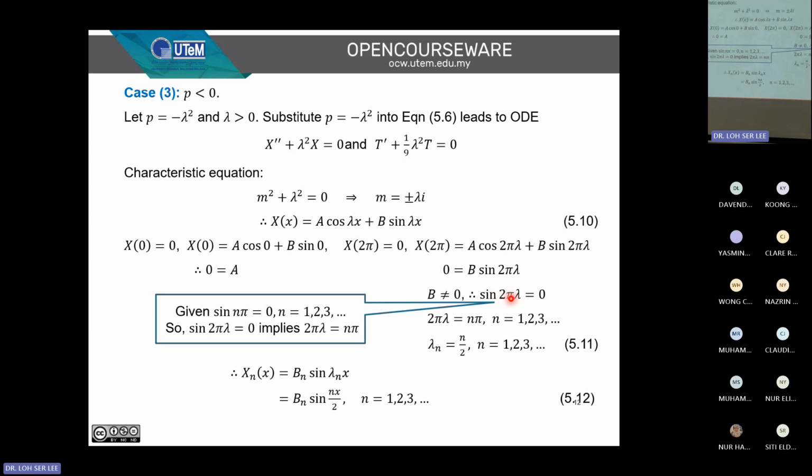For a sine function to be 0, the angle must be n pi, because we know that sine n pi equals 0. Right? Sine n pi equals 0. So for a sine function to be 0, the angle must be n pi. So that's why 2 pi lambda equals n pi. From here we can get the lambda.